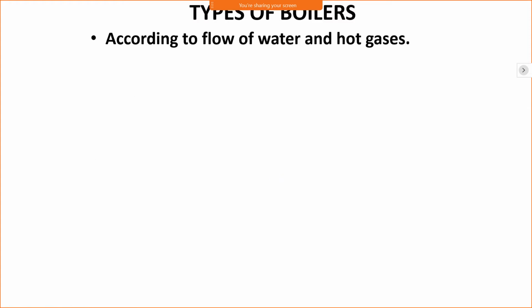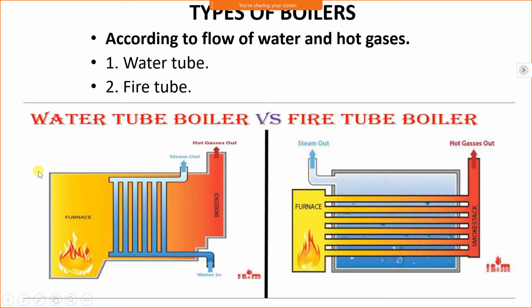Now, types of boiler. There are mainly two types of boiler according to the flow of water and hot gases. Hot gases means flue gases. First is the water tube boiler and second is the fire tube boiler. Fire tube boiler and water tube boiler are the main classification of boilers. Now what is a water tube boiler and a fire tube boiler? This is a water tube boiler and this is a fire tube boiler.